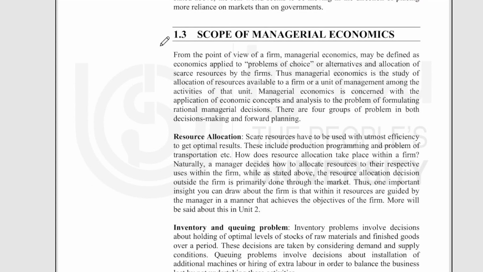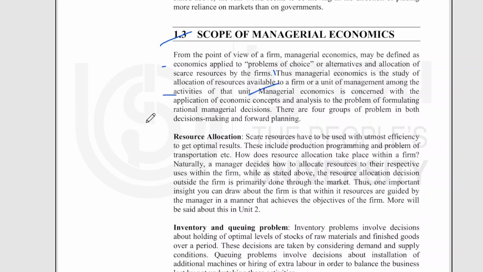And next is the scope of managerial economics. From the point of view of a firm, managerial economics may be defined as economics applied to problems of choice or alternatives and allocation of scarce resources by the firms. And thus managerial economics is the study of allocation of resources available to a firm or a unit of management among the activities of that unit.